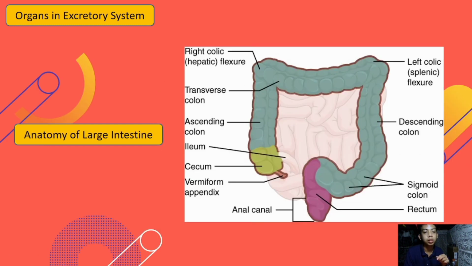The next organ in the excretory system is the large intestine. So we have the rectum, sigmoid colon, descending colon, left colic, splenic flexure. So right colic, or what we call hepatic flexure. Transverse colon, ascending colon, ileum, cecum, and vermiform appendix. And also this is the part where the anal canal is located.